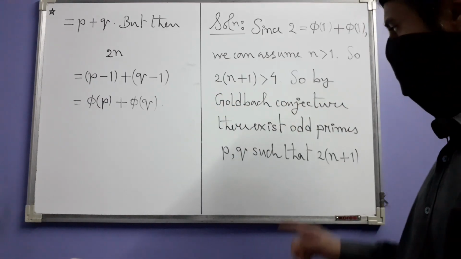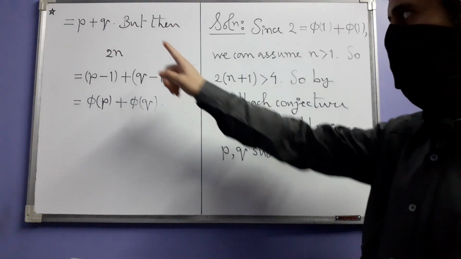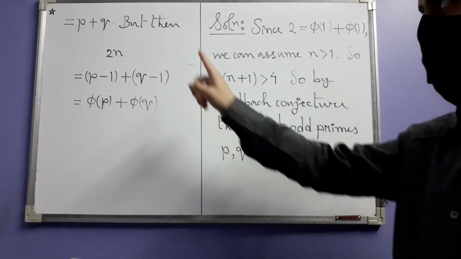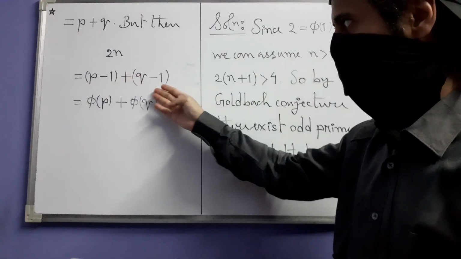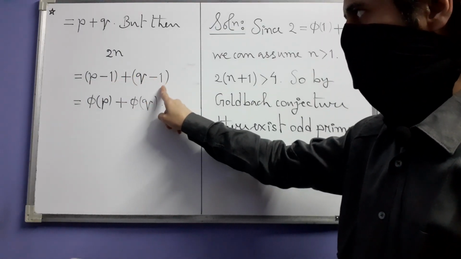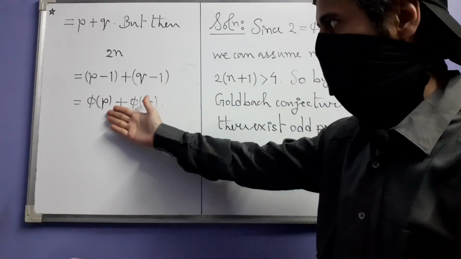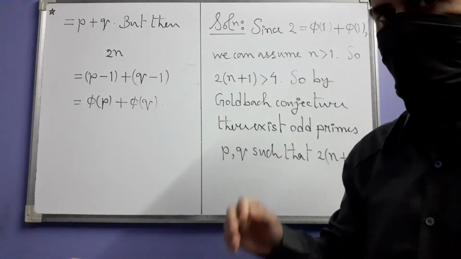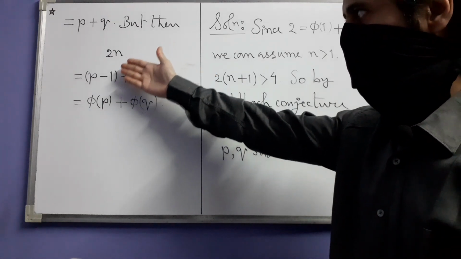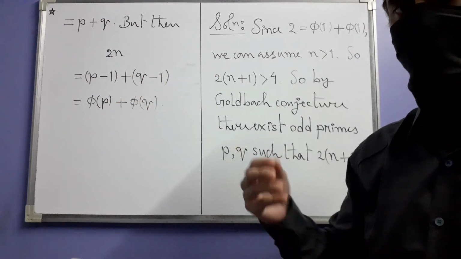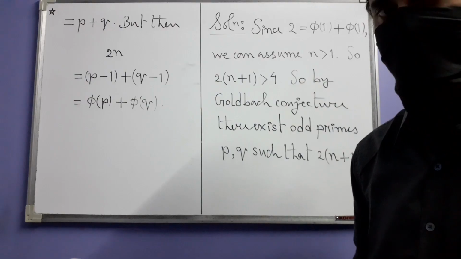But then if 2n plus 1 is p plus q, then what is 2n? 2n is p plus q minus 2, which can also be written like this: p minus 1 plus q minus 1. p minus 1 is phi of p, q minus 1 is phi of q, because p and q are odd primes. So that's how you have expressed 2n as a sum of two phi values of some positive integers, p and q.